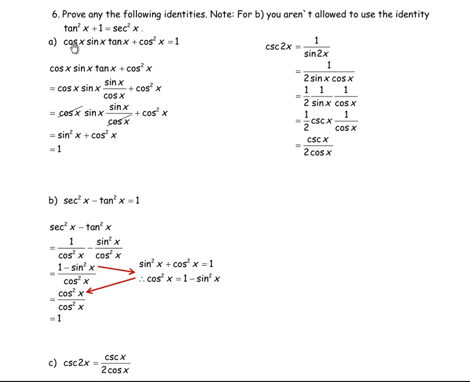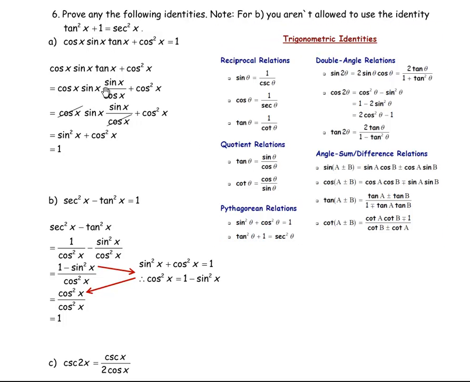in order to prove this, I'm going to start with the left side. So I wrote down the cos x, sin x, tan x plus cos squared x. And let's put some identities up here. So when you see tans, it's often a good idea to change that to sine over cosine. And so that's one of the quotient relations here. Tan is sine over cosine. So I'm going to change tan x to sin x over cos x.